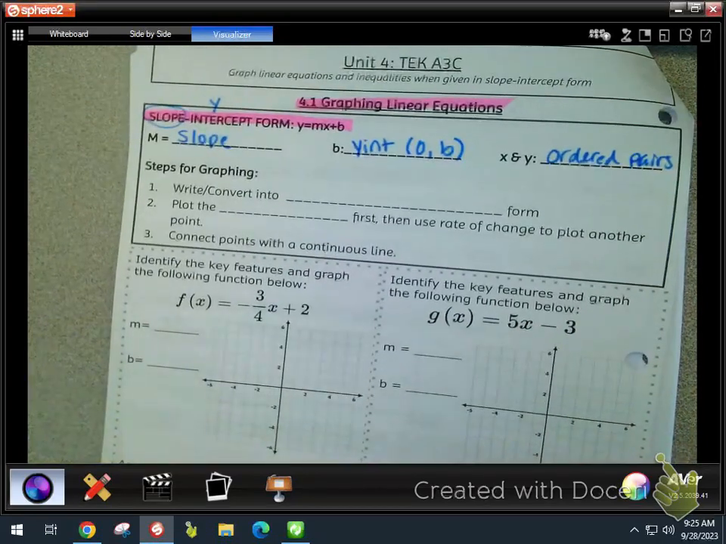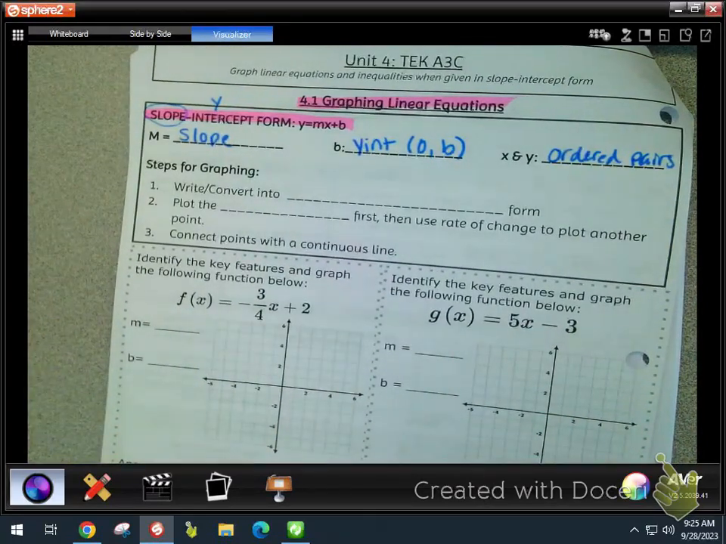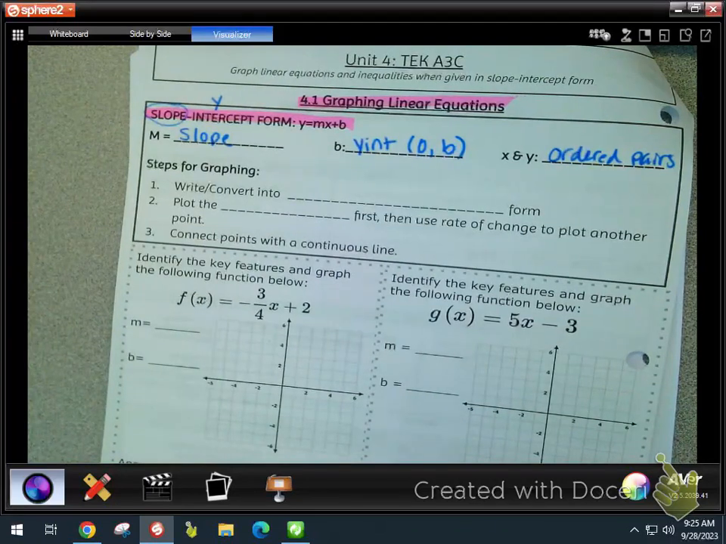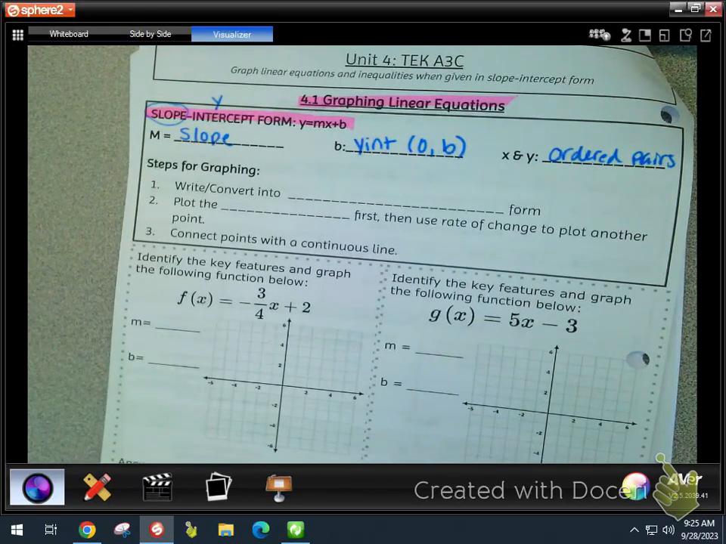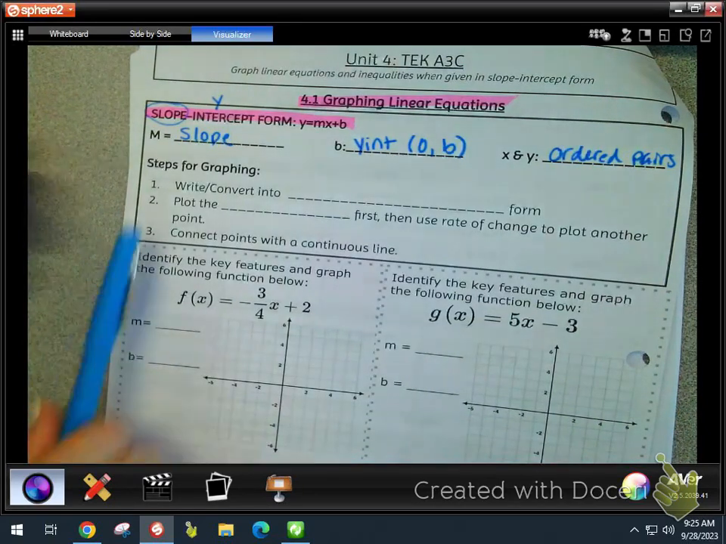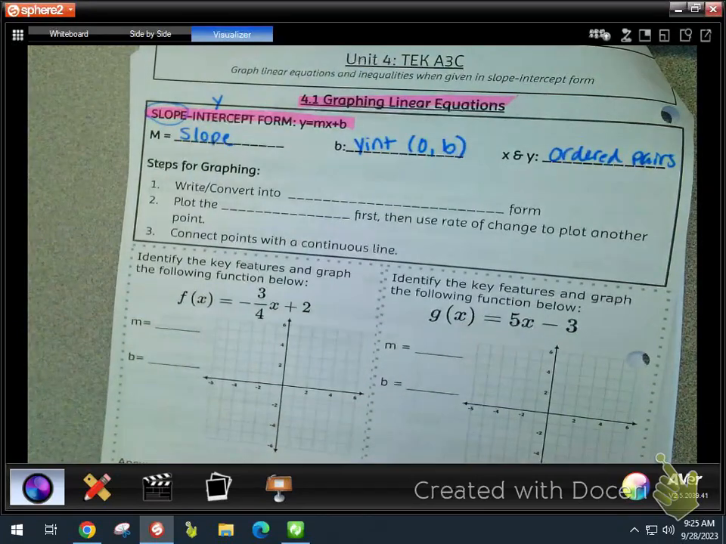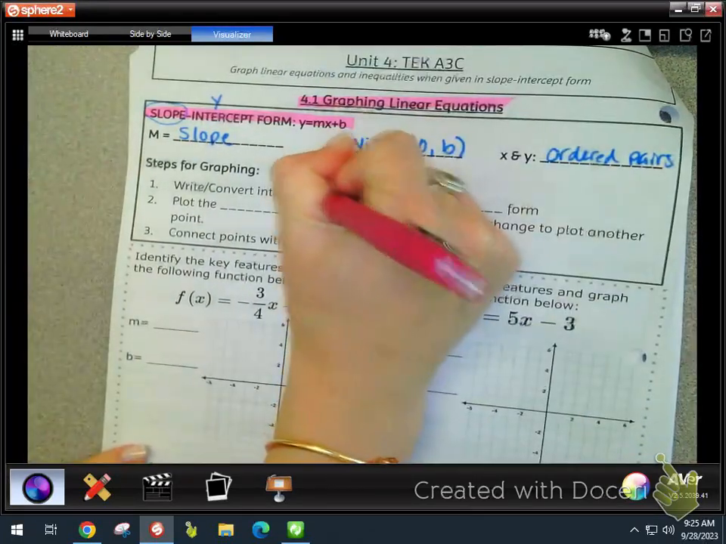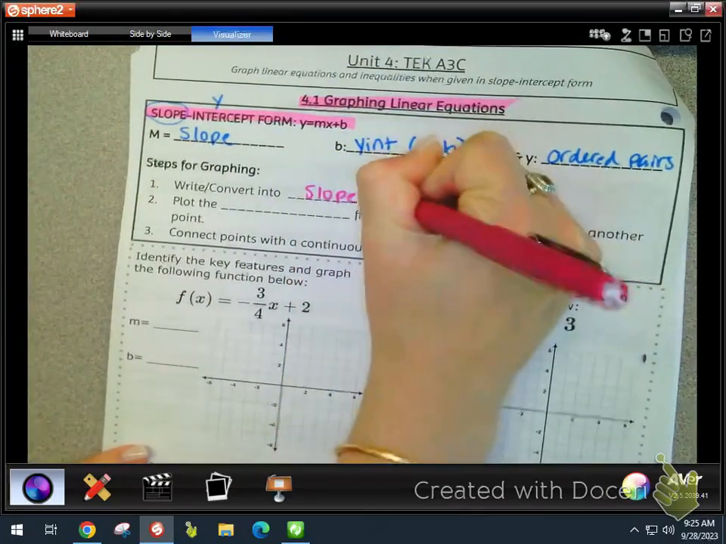So we've talked about that. We did a day on slope-intercept form. We should be a little familiar with that. Now we're going to talk about how you graph from that, okay? And we always want to be in that form when we are graphing. So our steps for graphing are going to be: step number 1 is to convert to slope-intercept form. We are not going to have to do that today.